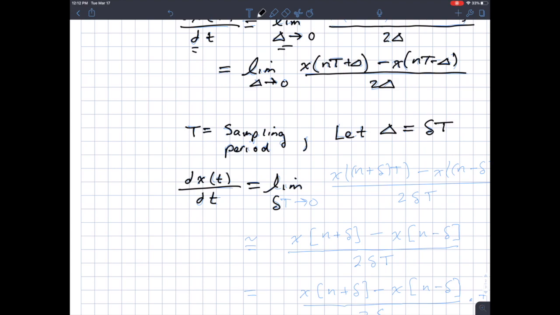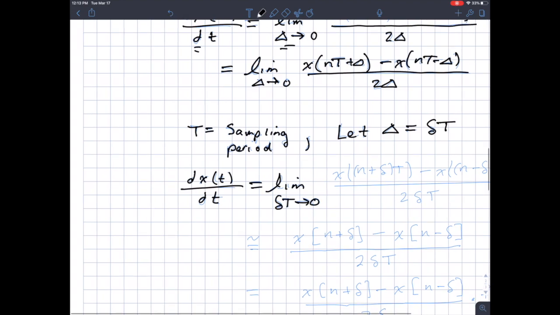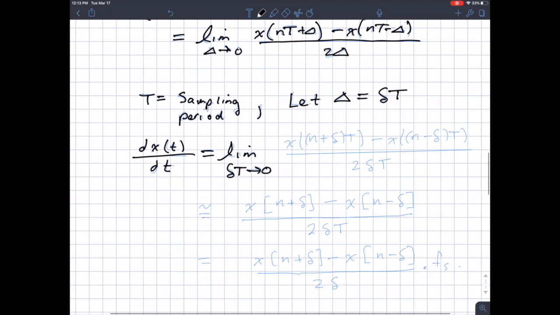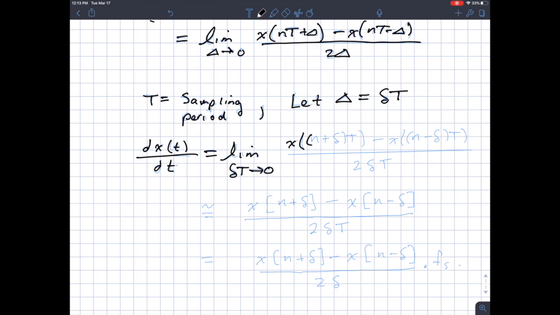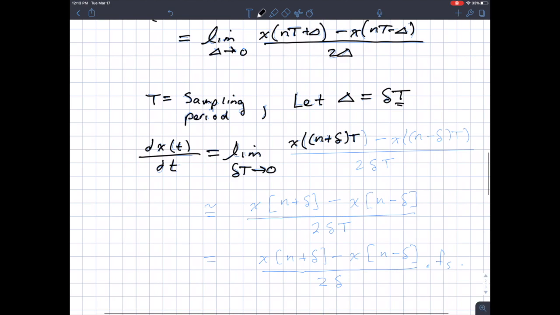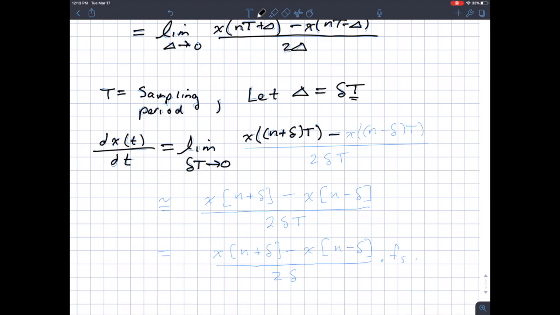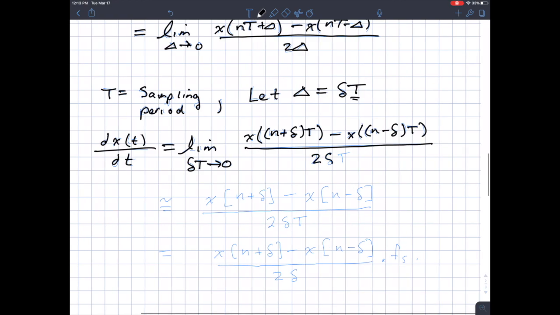So capital delta becomes delta t, and we're going to let that product go to 0. Remember, t is fixed, so letting delta go to 0 forces the quantity delta t to 0. Okay, so then we have x sampled at n plus delta, and the reason I made this definition is so I could factor out t. So we have x of n plus delta times t minus x of n minus delta times t, and then that would be divided by 2 cap delta, but cap delta is lowercase delta times cap T.